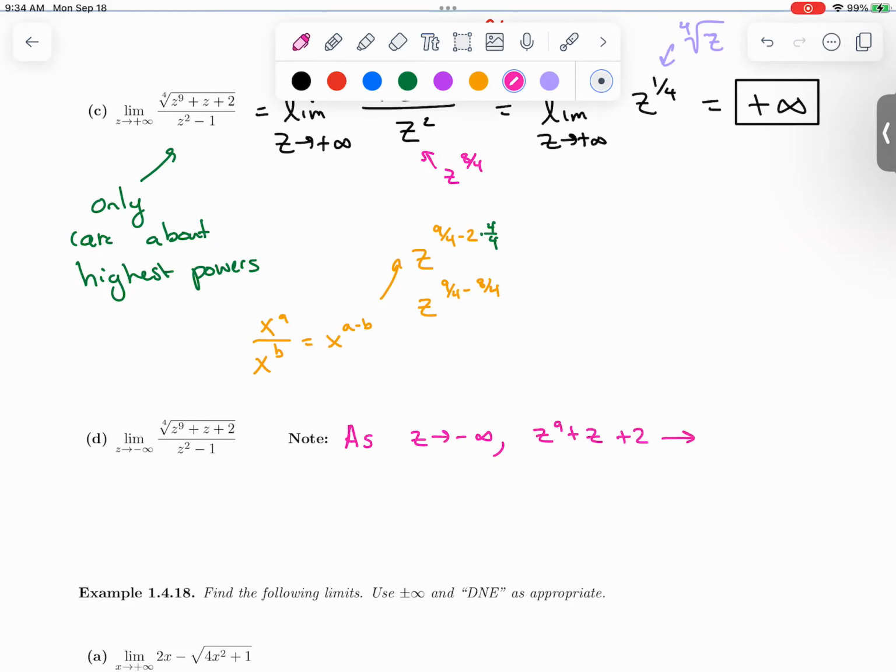So the 4th root of z to the 9th plus z plus 2 does not exist as z goes to negative infinity. So the answer to this one is D and E.